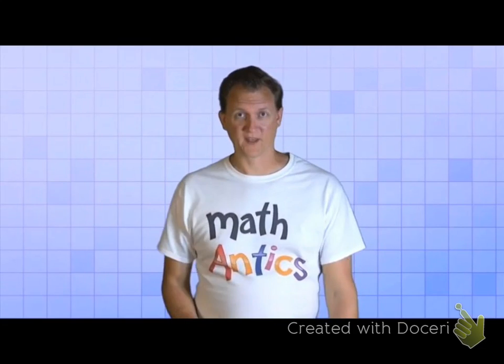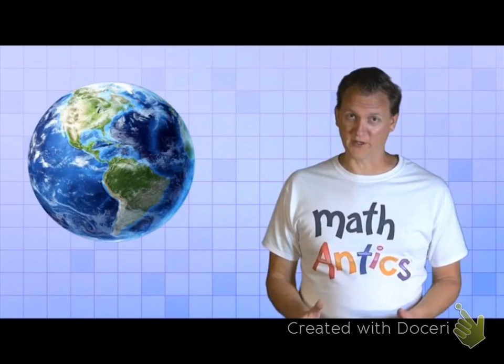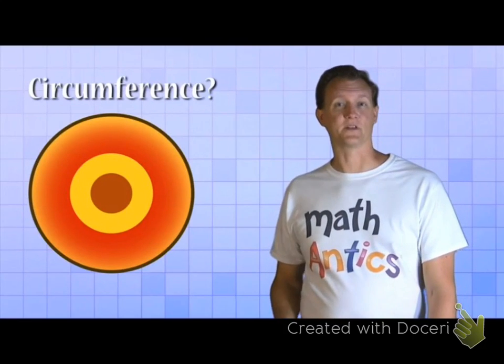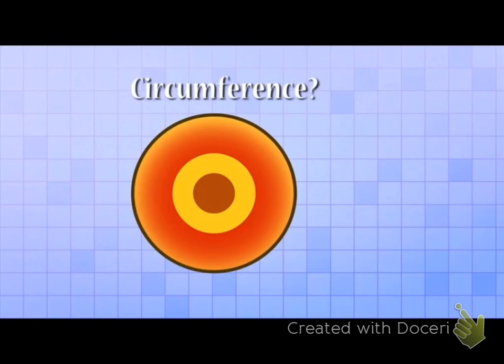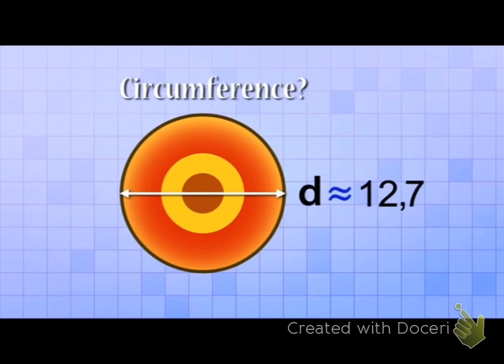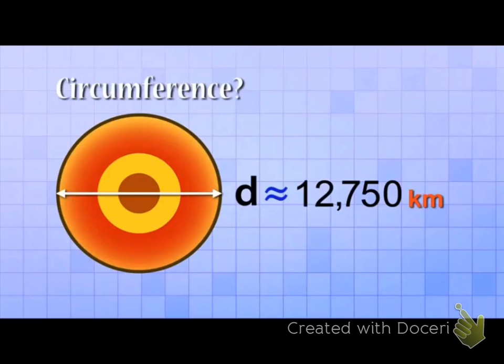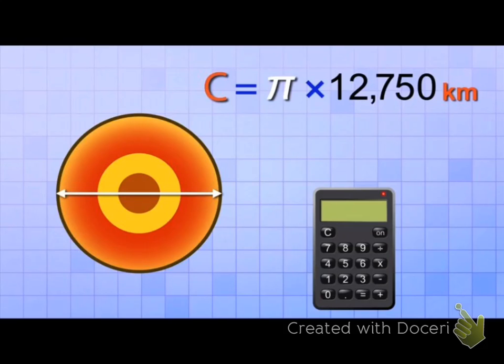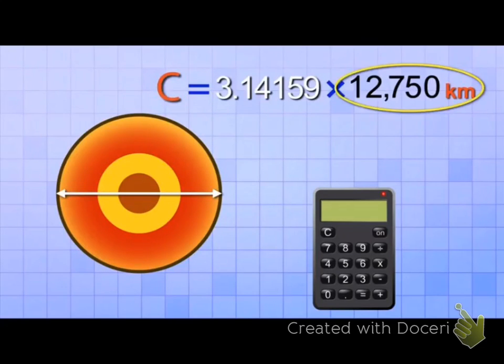Alright, let's try a couple real-world examples to make sure you've got it. Here's the real world, which, as you probably know, is a sphere. But if we take a slice of the world right at the equator, that slice is a circle. Let's find the circumference of that circle. To do that, we need to know the diameter of the Earth. That turns out to be about 12,750 kilometers. Great. Then to find the circumference, we just need to multiply that diameter times pi. Now I'm definitely going to use a calculator for this. And I'm going to use a more accurate version of pi, since this is such a big distance.